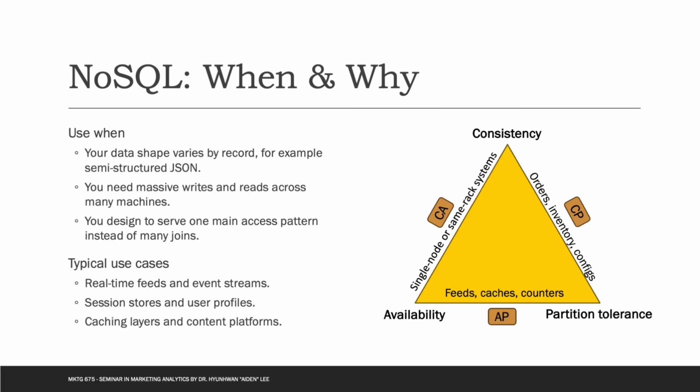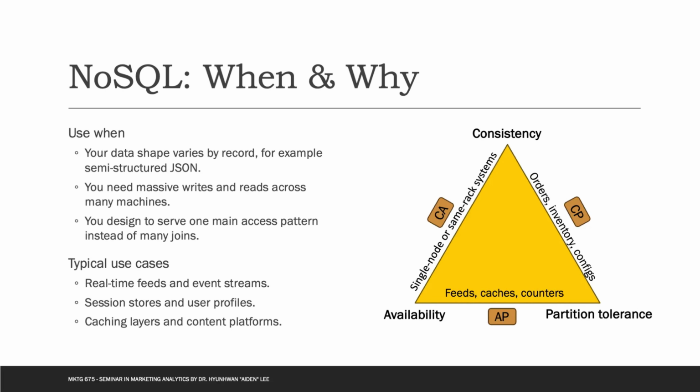There are 3 common reasons. First, flexible schemas. Your records do not all look the same, and you want to store fields that may appear or disappear over time. Second, horizontal scale. You expect very large volumes of reads and writes across many machines. Third, specialized access patterns. You design for a few specific query shapes instead of many complex joins.